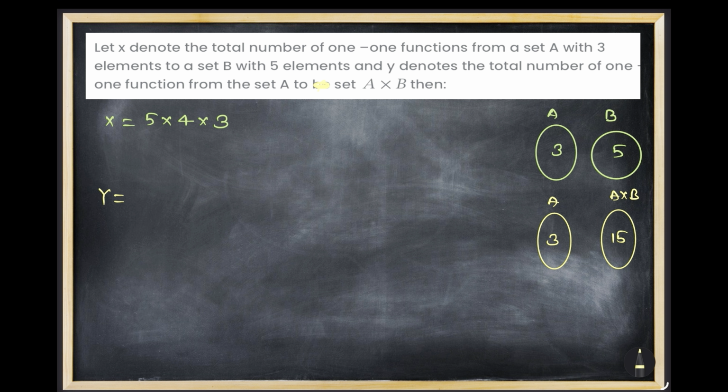Now the first member of set A will have how many choices? 15 choices. The second member of set A will have how many choices? 14 choices, because it is 1-1, not many-one. The third member of set A will have how many choices? 13 choices. So you got the values of x and y.